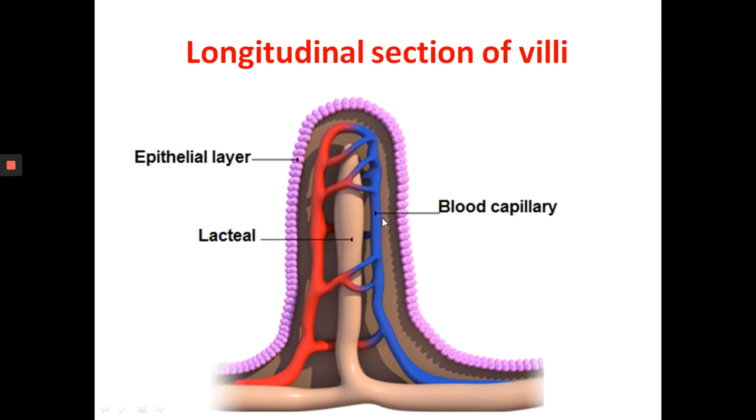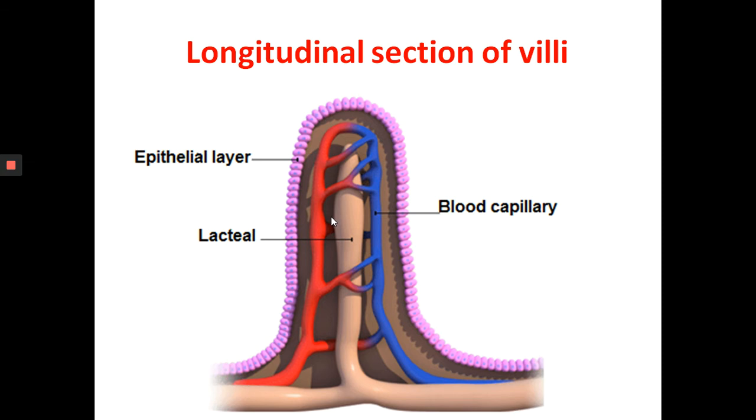This contains arterioles and venules. The amino acids and monosaccharides are absorbed into the venules, and the digestive products of lipids are absorbed into the central lacteal. So these villi are located in the circular folds, measuring 0.5 to 1 millimeter in length. They are finger-like. These increase the surface area 10 times, and the capillary buds in the villi increase the absorptive power further.